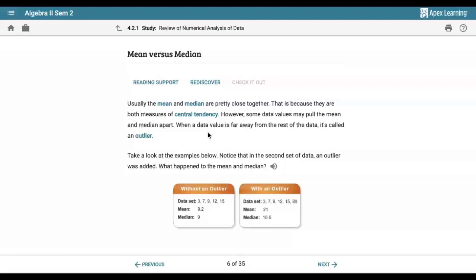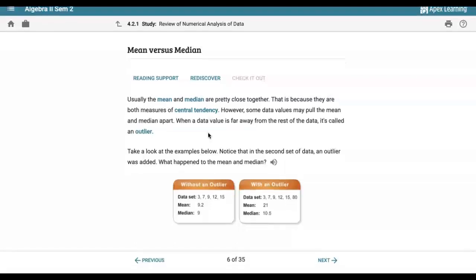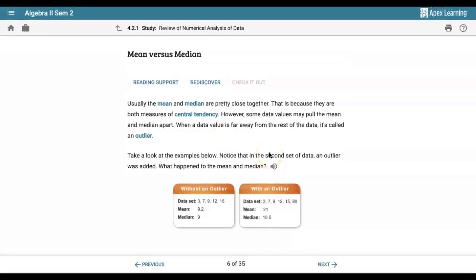Where this is going to become important, talking about our data set, is because we have this thing called an outlier, where it's far away from the rest of the data. If we look at this data set, it's exactly the same, except this one over here has an outlier. That outlier is very, very far away from the rest of the data set.